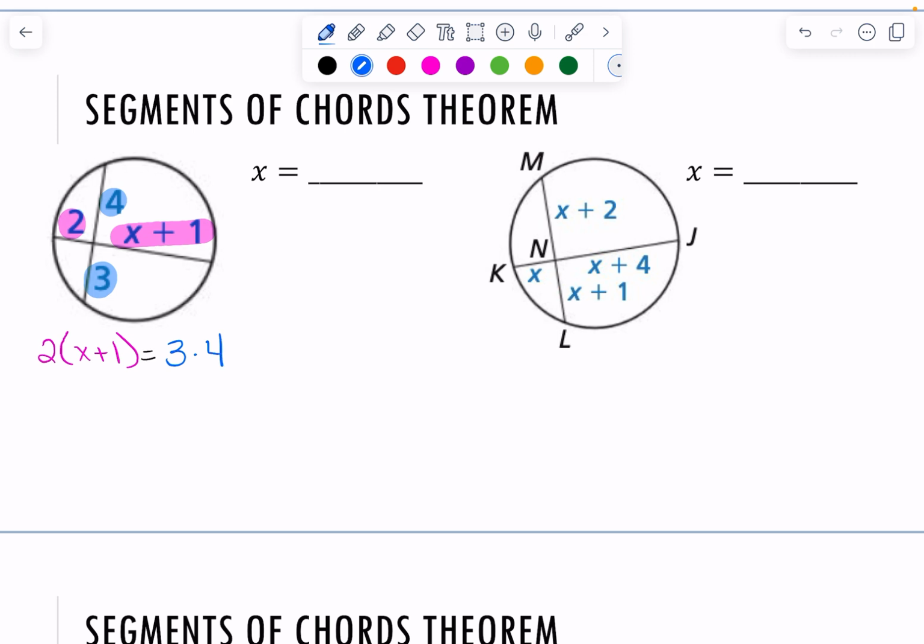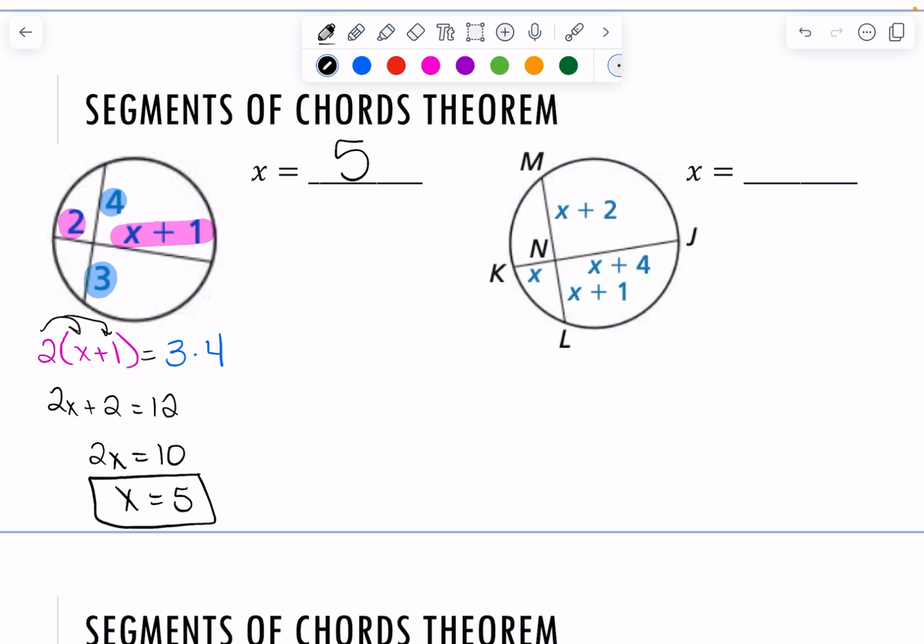So now we do the math here. We're going to distribute the 2, so that's going to give me 2x plus 2 equals 12. We minus the 2, so that's going to get us 10. Divide by the 2, x is 5. We can double check it just to make sure. Plug 5 in. 5 plus 1 is 6. 6 times 2 is 12, and it definitely works.